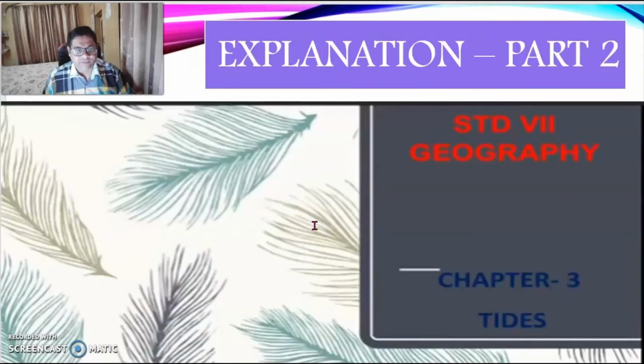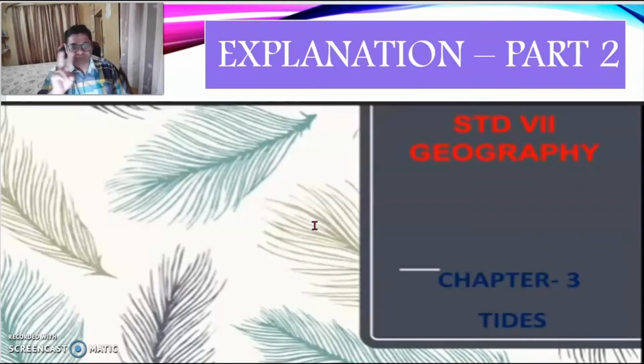Next one, you will see the explanation for part 2. In this we will learn about the types of tides, spring tide, neap tide, and the difference between them. You will see the difference between them. Watch closely.